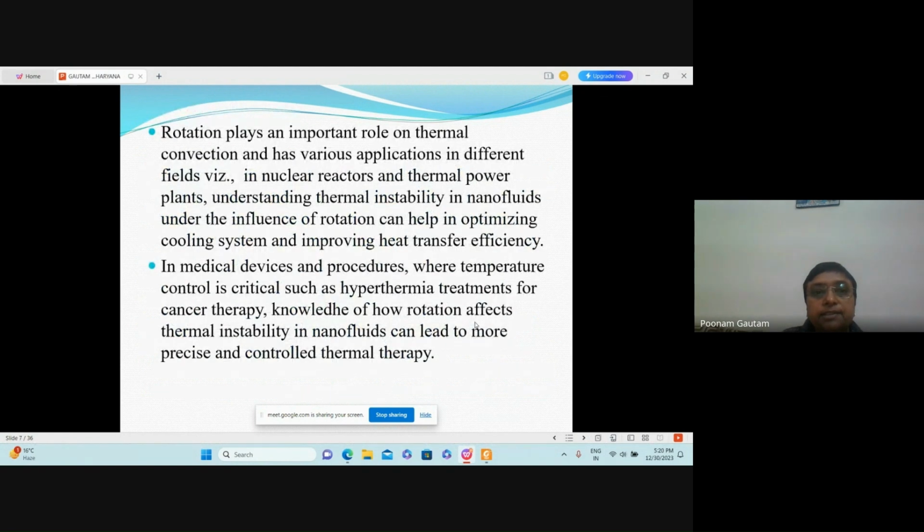Rotation plays an important role in thermal convection and has various applications in different fields, such as nuclear reactors and thermal power plants. Understanding thermal instability in nanofluids under the influence of rotation can help in optimizing cooling systems and improving heat transfer efficiency.